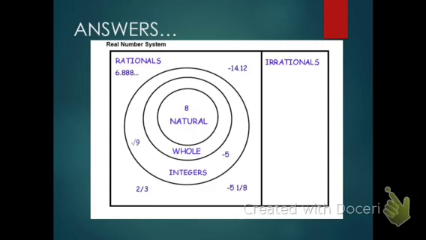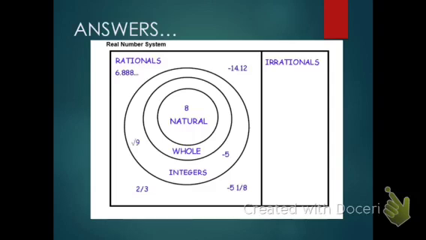Okay. So I'm going to start off with the number 8. The number 8 is a natural number. We count 1, 2, 3, 4, 5, 6, 7, 8. So because that subset falls inside the whole number category, then it's also a whole number. It's also an integer, and it's also a rational number. So the number 8 is a natural number, whole number, integer, and a rational number.